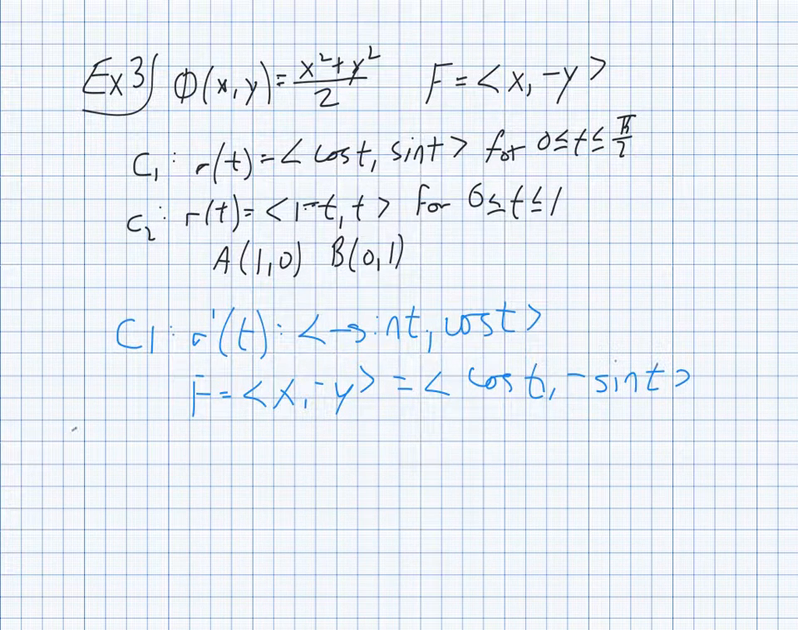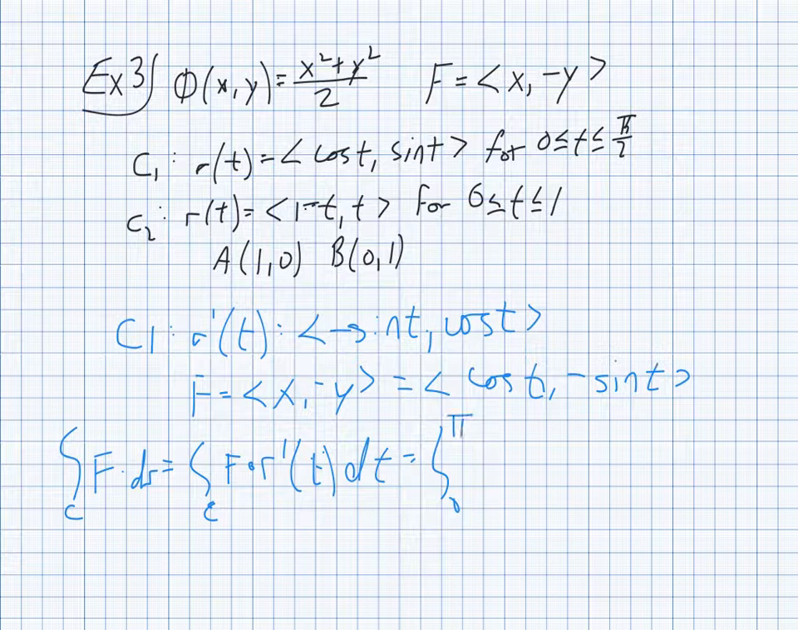So we have the line integral over c of f dot dr is equal to, let me write it one more time, the line integral over c of f dot r prime of t dt, which now substituting everything in, is the integral from 0 to pi over 2 of the vector cosine t, comma negative sine t, dot the vector negative sine t, cosine t, and I've just got to squeeze my dt in at the bottom there.